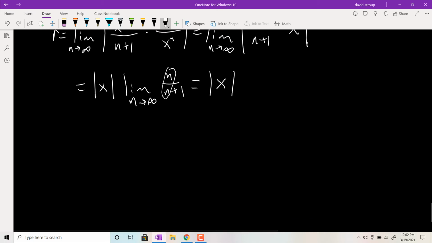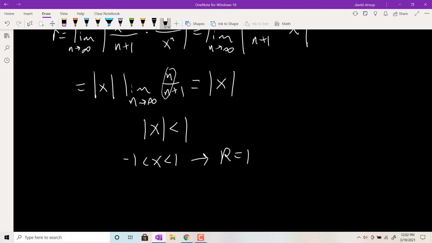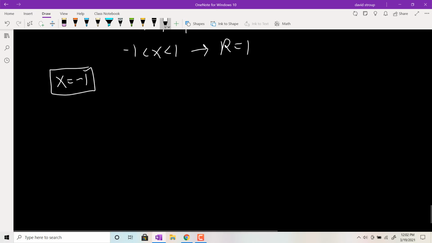We know then that this series will converge when the absolute value of x is less than 1 because of the ratio test. In other words, when x is less than 1 but greater than -1. And so from here, the radius of convergence, if you just cut the interval in half, will be 1. And then we need to check the endpoints, -1 and 1. Okay, so at x equals -1, I'm going to plug that into my original series.